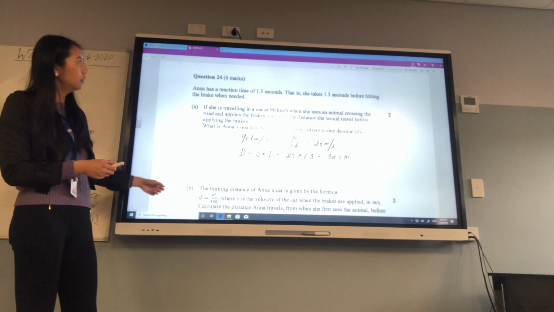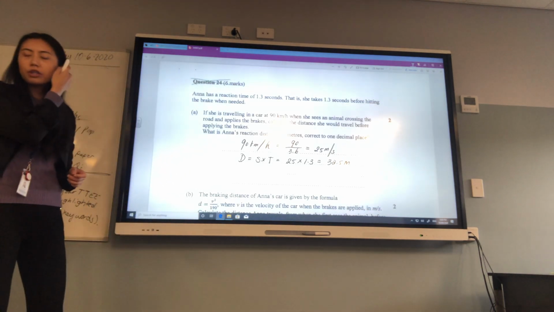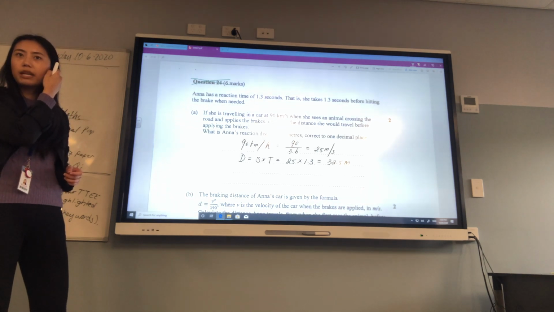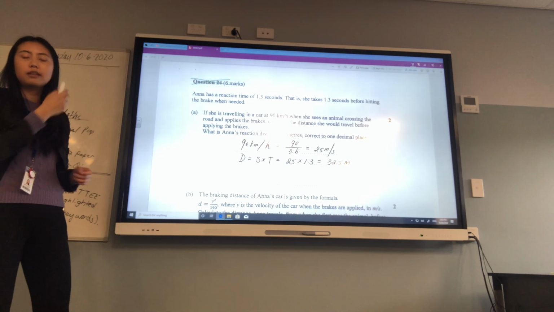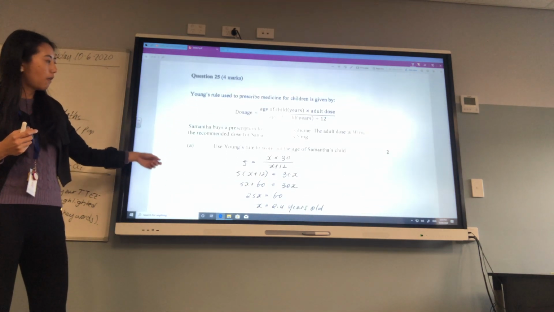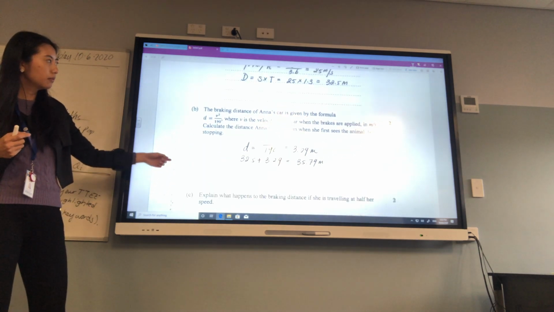Alright, next question. Don't worry about this one, question 24. In the HTC exam, if a question wants you to find the break distance and the reaction distance, it will give you the formula. So don't worry about this question. If you've done it, just check your answer.